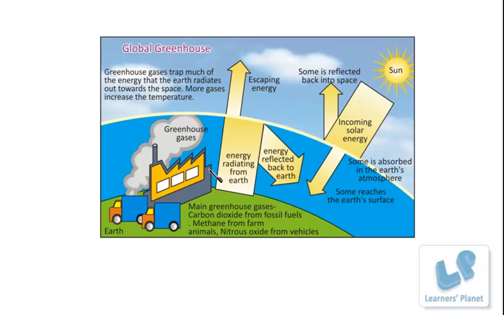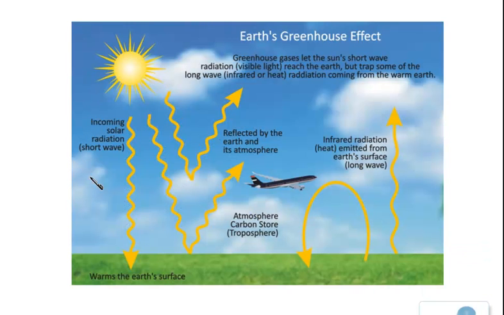Right? This is how the use of fossil fuels is harmful for us. See, this is one more picture depicting the greenhouse effect. Incoming solar radiation warms the Earth's surface. This is the atmosphere's carbon store, that is, the carbon dioxide produced by fossil fuels. It is absorbing the energy. The energy is reflected back by the earth and its atmosphere. This energy is then absorbed by the greenhouse gases.